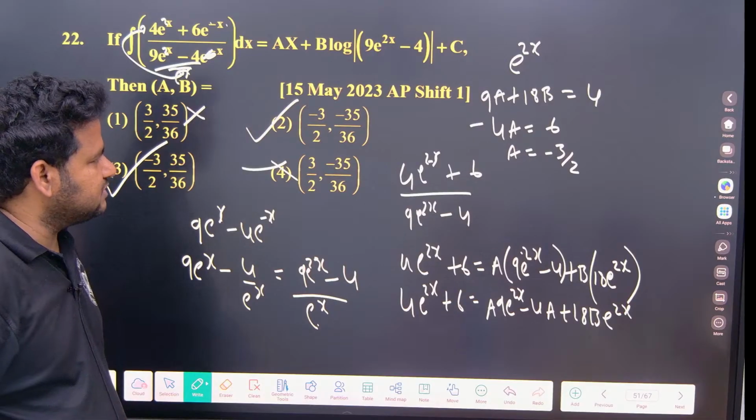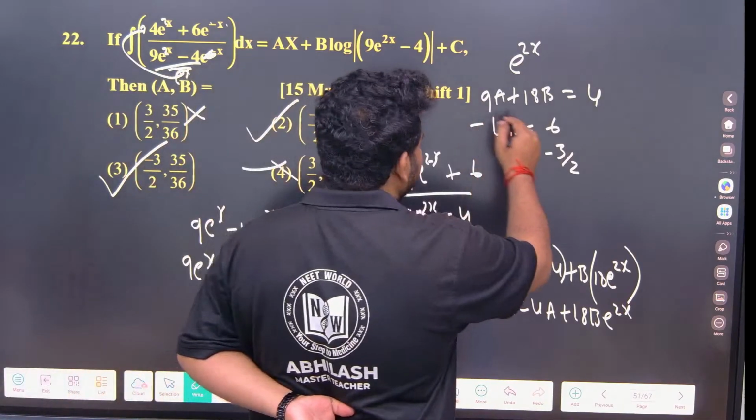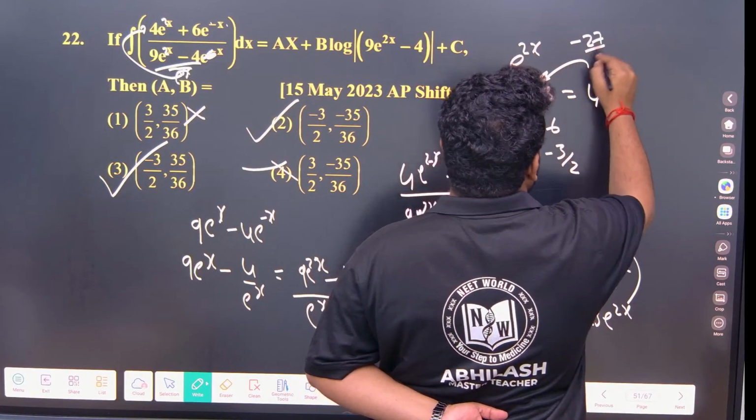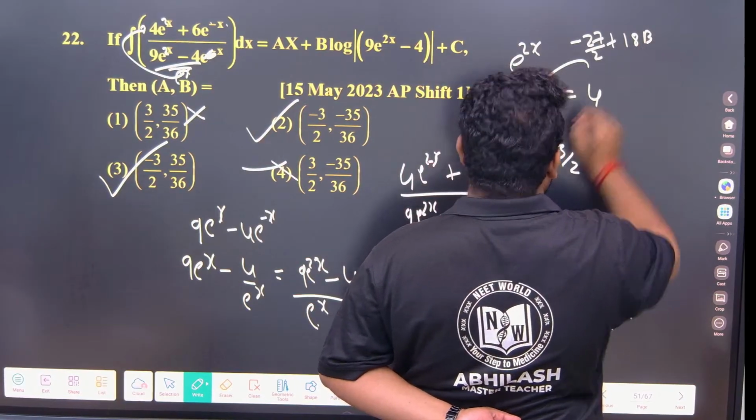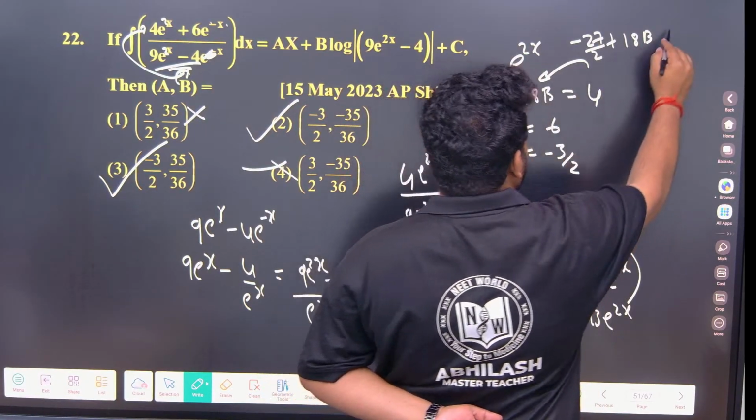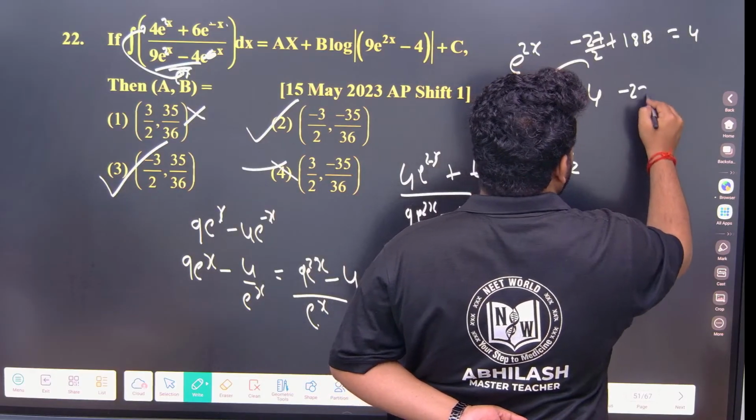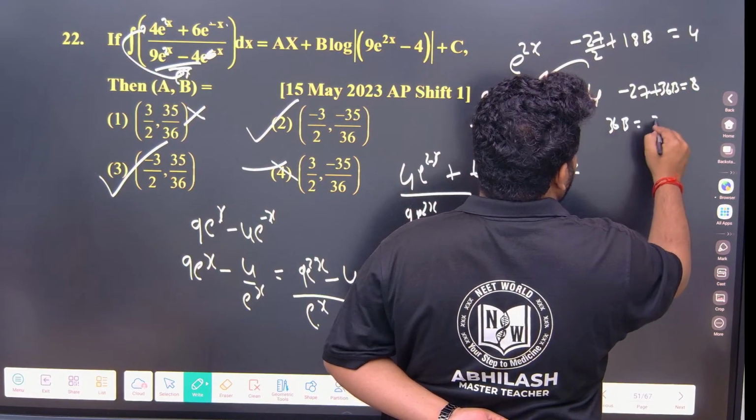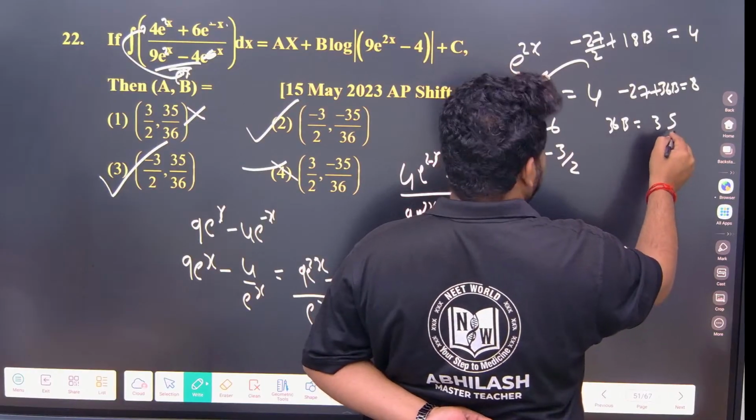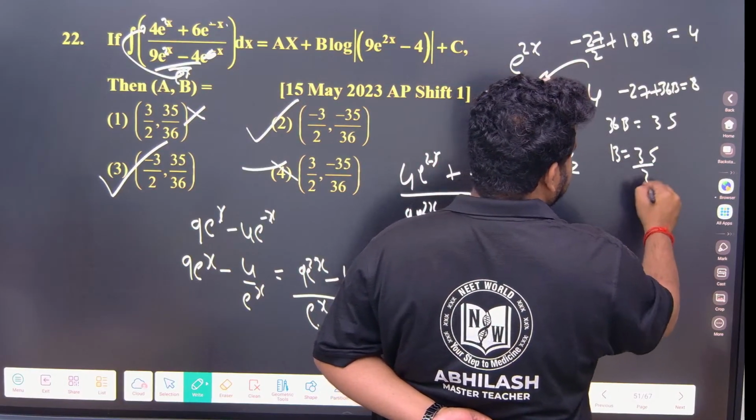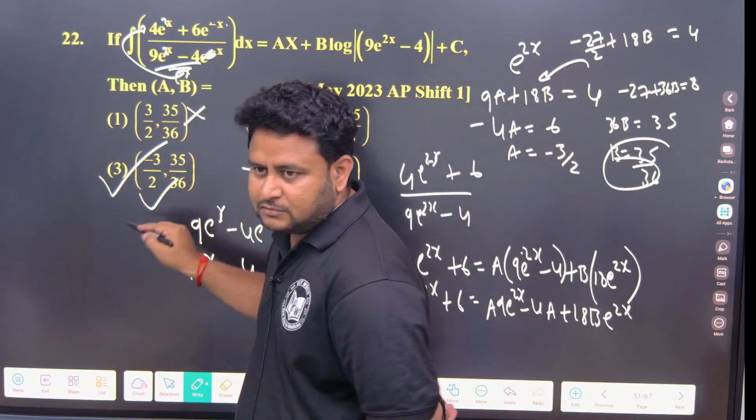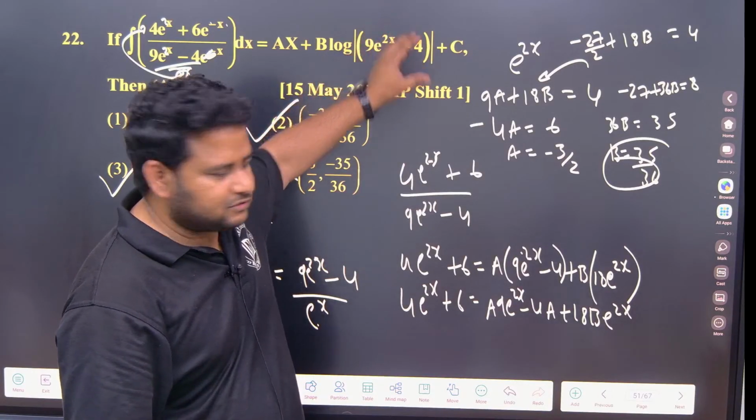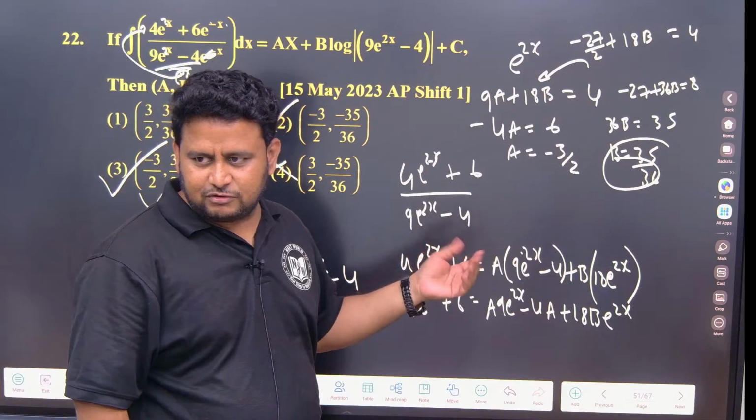So we got a is equal to minus 3 by 2. If I put a is equal to minus 3 by 2, this will become minus 27 by 2 plus 18b is equal to 4. This will become minus 27 plus 36b is equal to 8. 36b is equal to 35, so b is equal to 35 by 36. So which is the option? This option. Okay, understood? See here, directly they have not given it, they have modified something. So we will also modify and we will get the answer. Same thing we have to do, a and b we have to get.